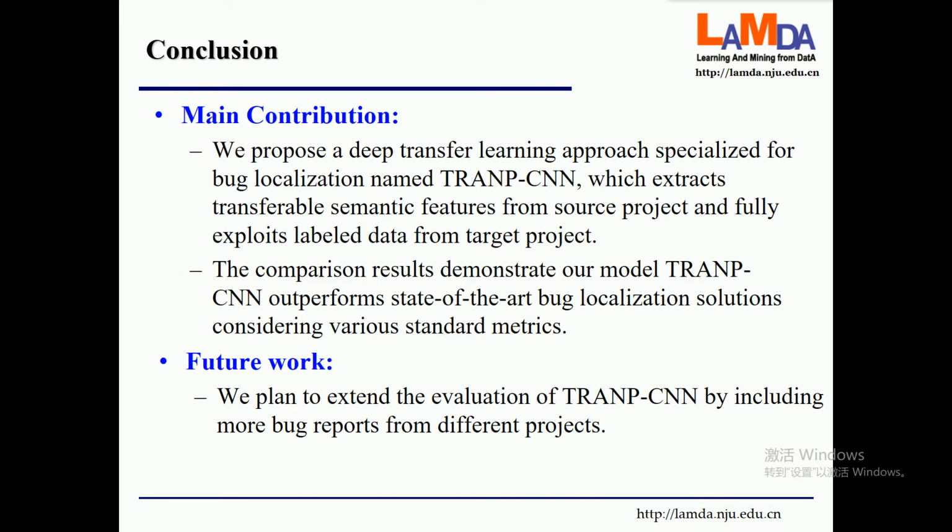In summary, our main contributions can be summarized as twofold. We propose a deep transfer learning approach specialized for localization named TRANP-CNN, which extracts transferable semantic features from the source project and fully exploits labeled data from the target project. The comparison results demonstrate the effectiveness of our model.